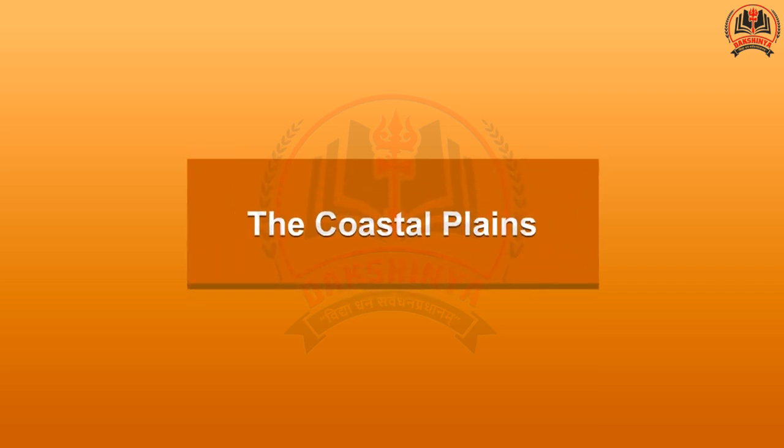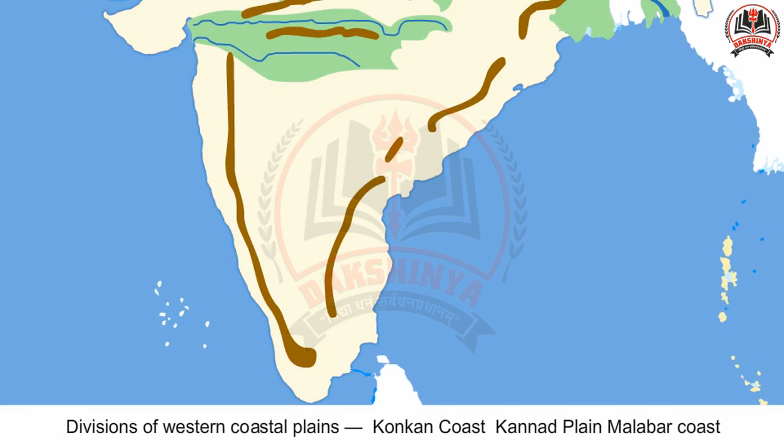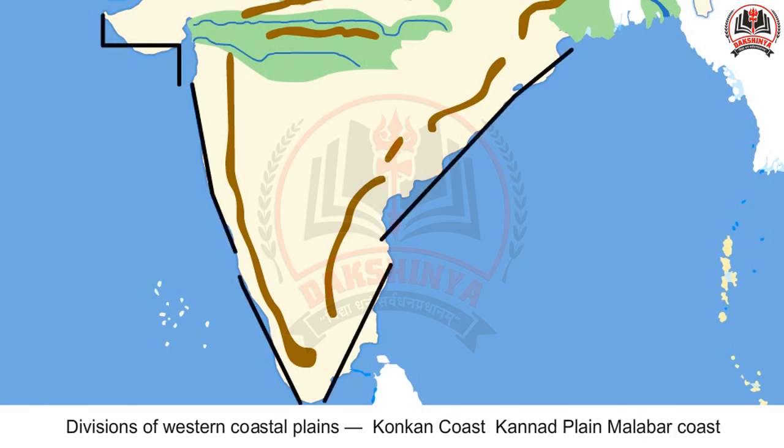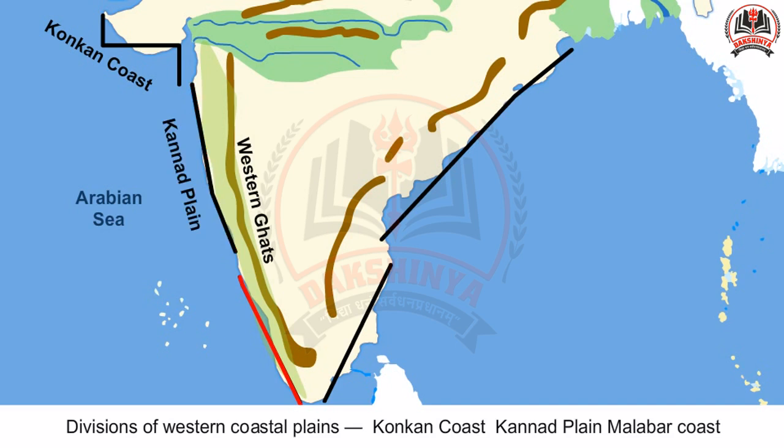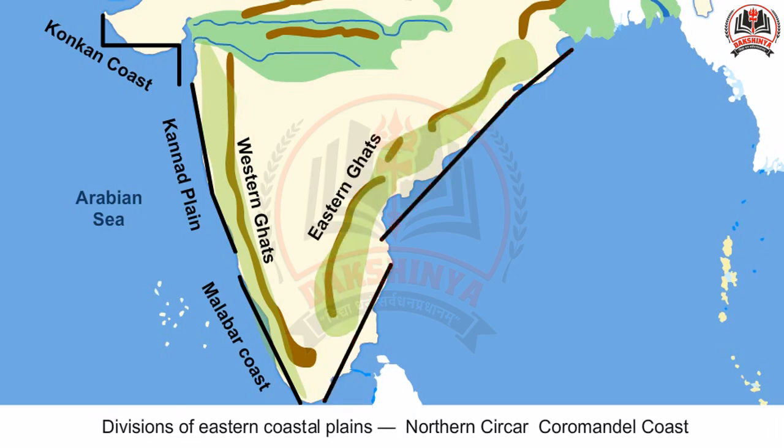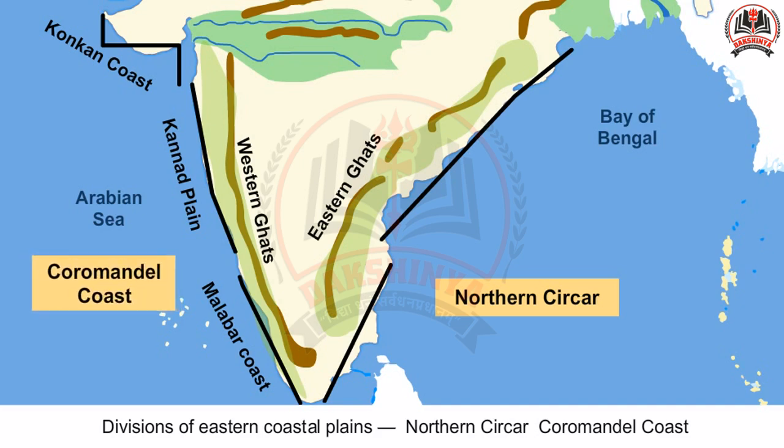The coastal plains. There are narrow strips of coastal plains on either sides of the Peninsular Plateau. The narrow western coastal plain lies between the Arabian Sea and the Western Ghat. It is divided into 3 parts, the Konkan coast, the Kannad plain and the Malabar coast towards south. The eastern coastal plains along the Bay of Bengal are relatively broader and level. Its northern part is called the Northern Sircar and the southern part is called the Coromandel Coast.